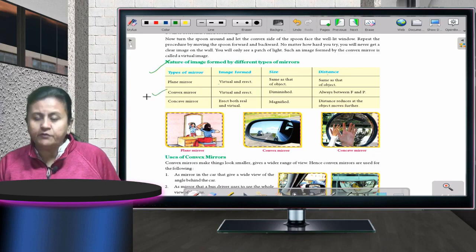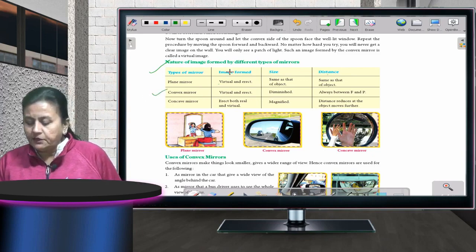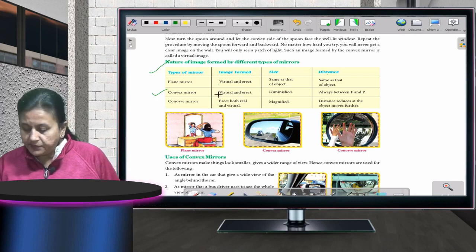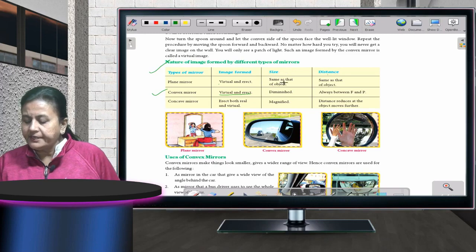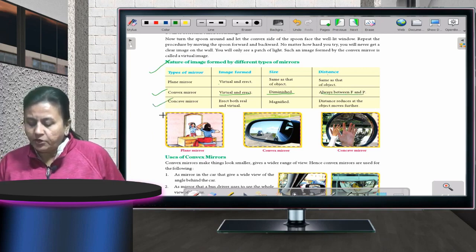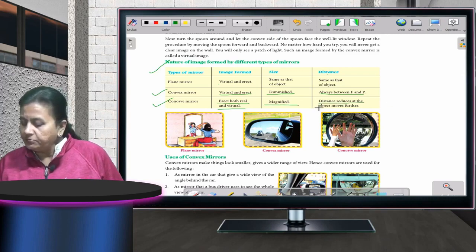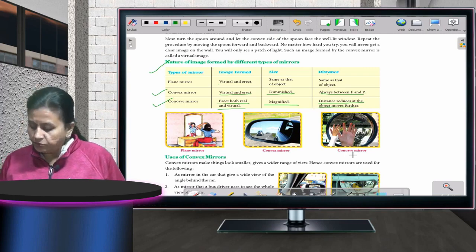If we talk about convex mirror, the image formed is virtual and erect, and size is diminished, means small. And where is it formed? It is formed between F and P. Now if I talk about concave mirror, the image formed is erect, both real and virtual. It is magnified. Distance reduces as the object moves further. Fine children, this you can go through.